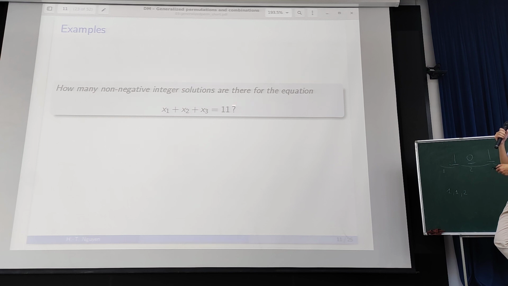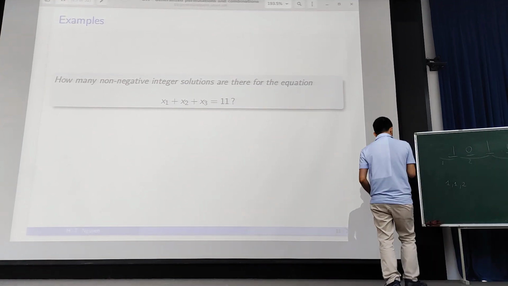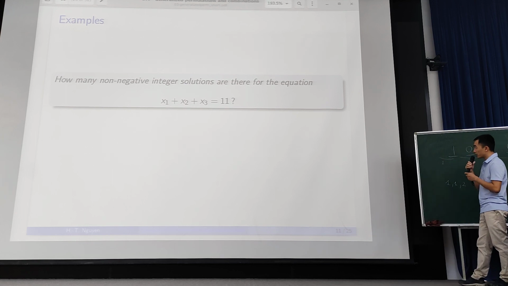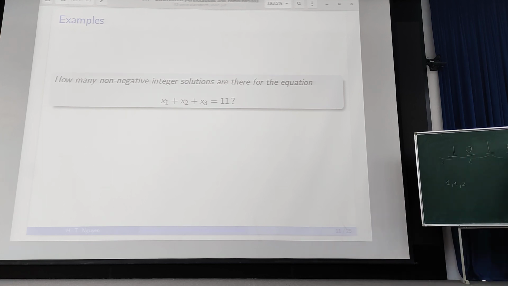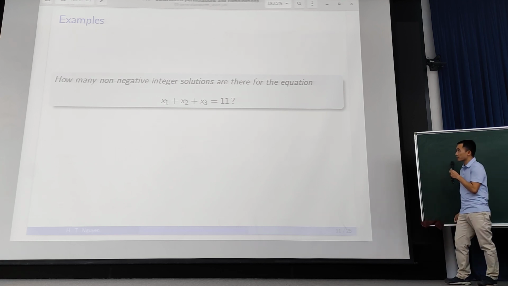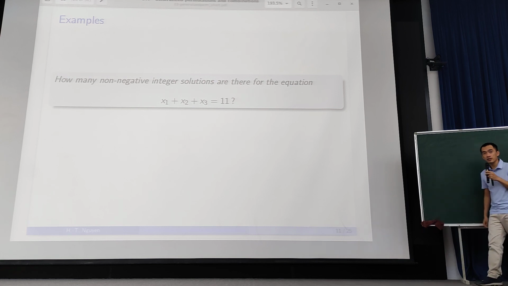Now the question is that you have an equation like this one. You have 3 variables, non-negative integer variables, x1, x2 and x3, that sum up to 11. And the question is how many such triples of integers are there?